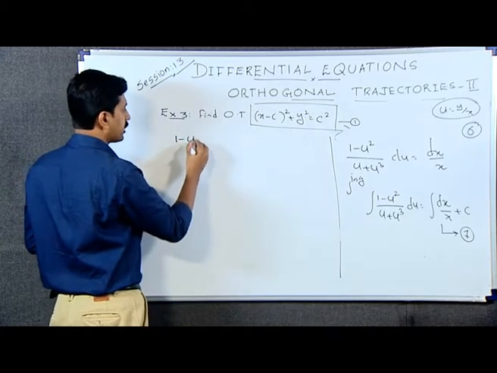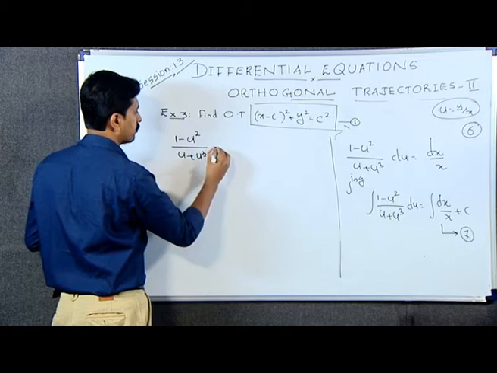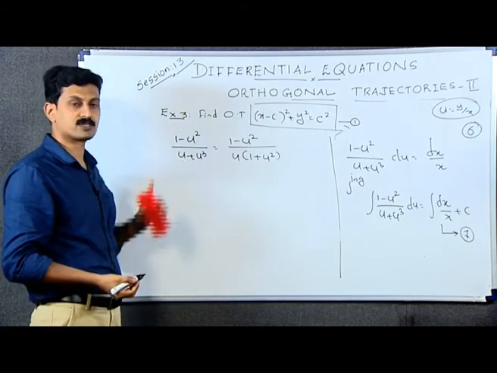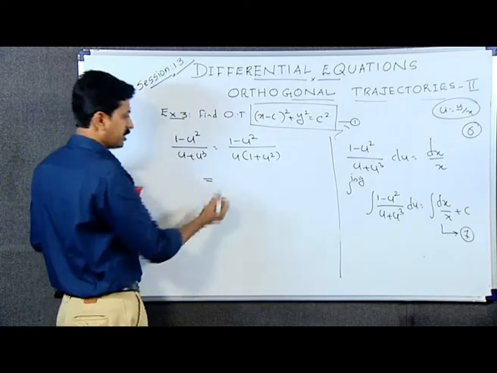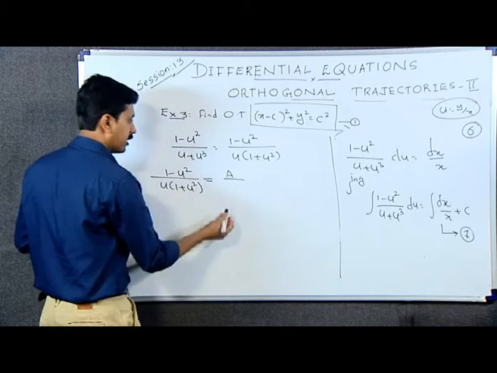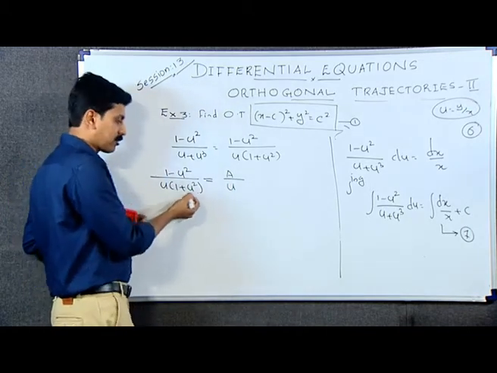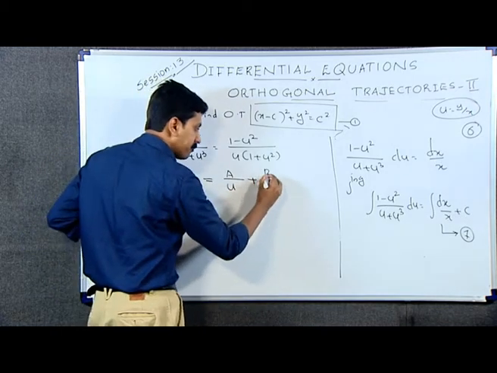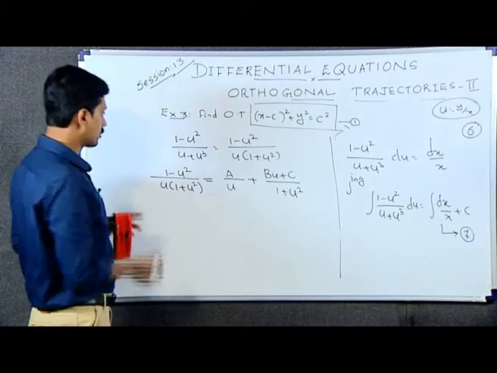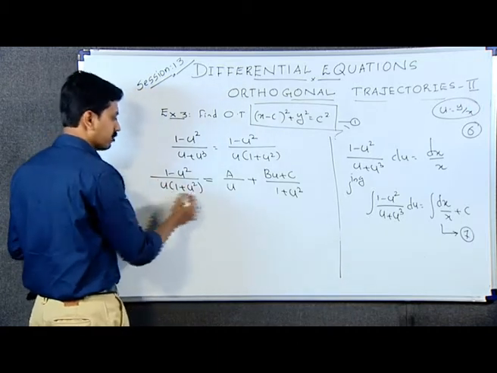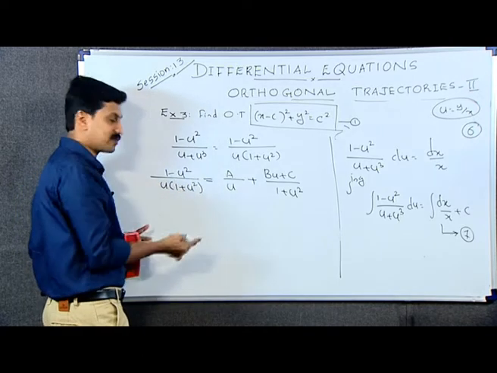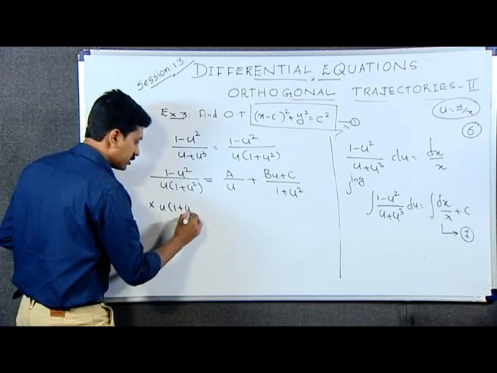So, I am taking 1 minus u square divided by u plus u cube as 1 minus u square divided by u into 1 plus u square; just taking u out. So, we can rewrite this as a divided by u, plus the second part, a quadratic polynomial in u, b u plus c divided by 1 plus u square. I am multiplying both sides with the common denominator u into 1 plus u square.